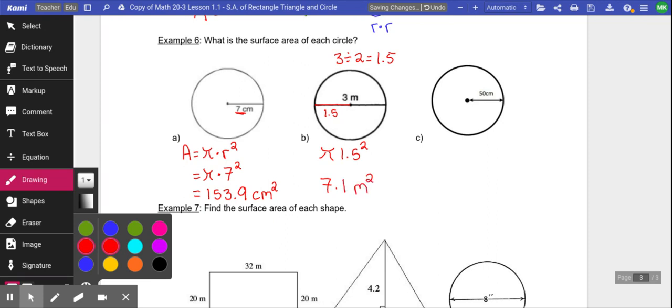So it'd be 7.1 meters squared. Do we have to round? Yeah, try your best to round. If you put 7.0, honestly, I'd probably give it to you. So that was 7.06, right? Anything that's 5 or bigger rounds the other number up, so it becomes 7.1. Your last one. We've got 50 centimeters there, and that is the radius. So we're going to go pi times 50 squared.